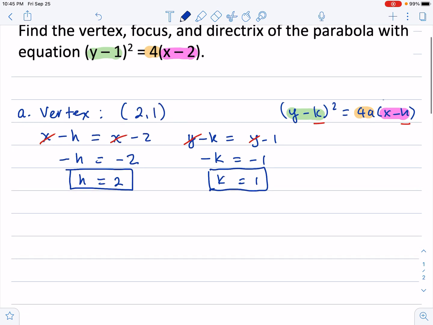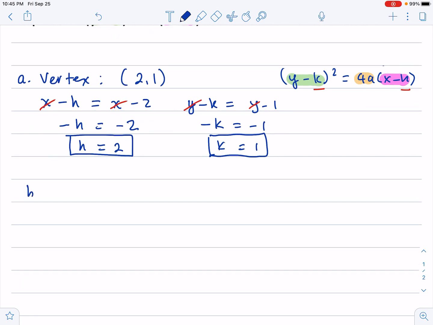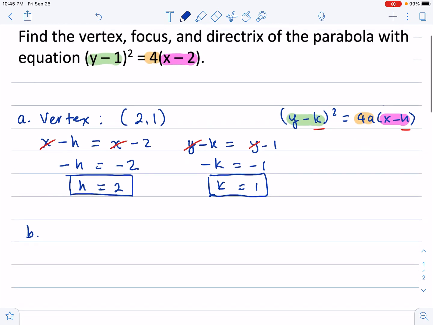Okay? Now, yung pangalawa na kukunin natin, yun yung focus. And bago natin makuha yung focus, dapat alam muna natin kung saan nakaharap yung graph, no? Pag yung graph mo opening upward, nandito yung focus. Pag graph mo opening downward, nandito yung focus. Pag opening to the right, dito. Pag opening to the left, dito. So, depende, no? Dapat alam muna natin yung pwesto ng graph.